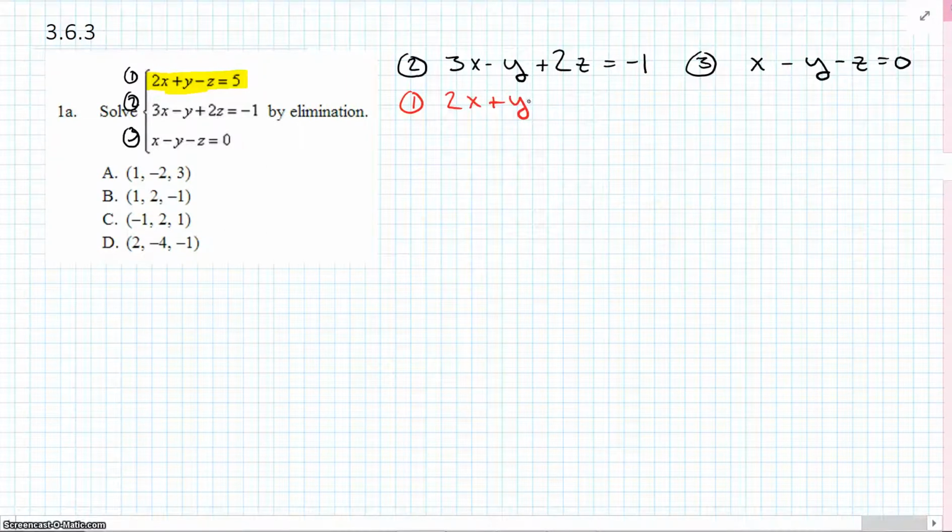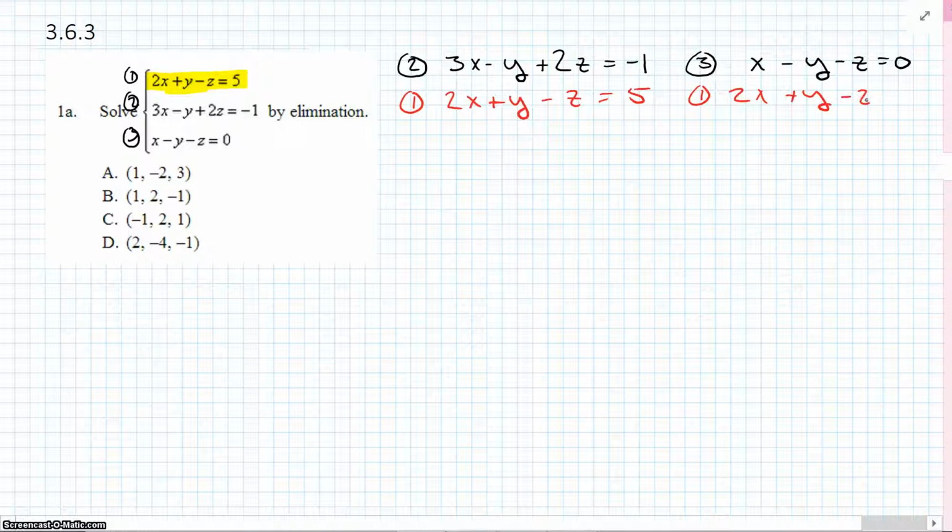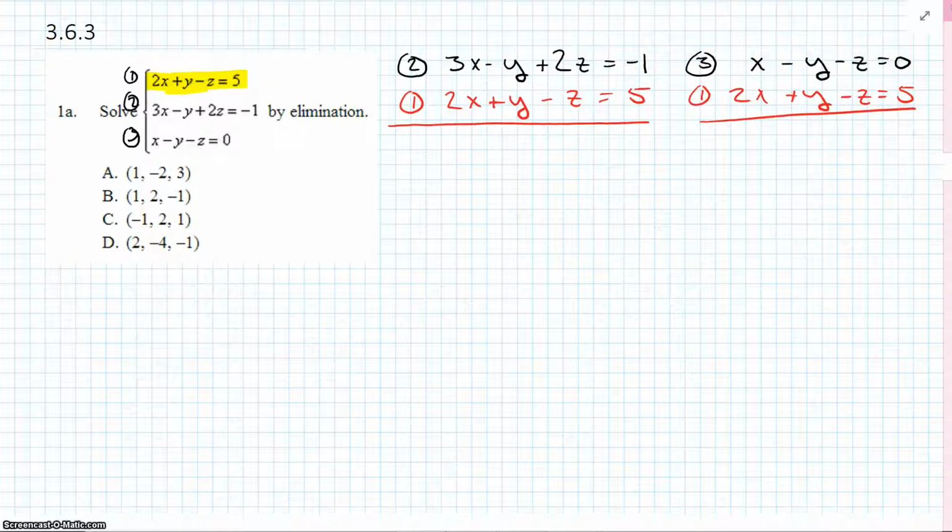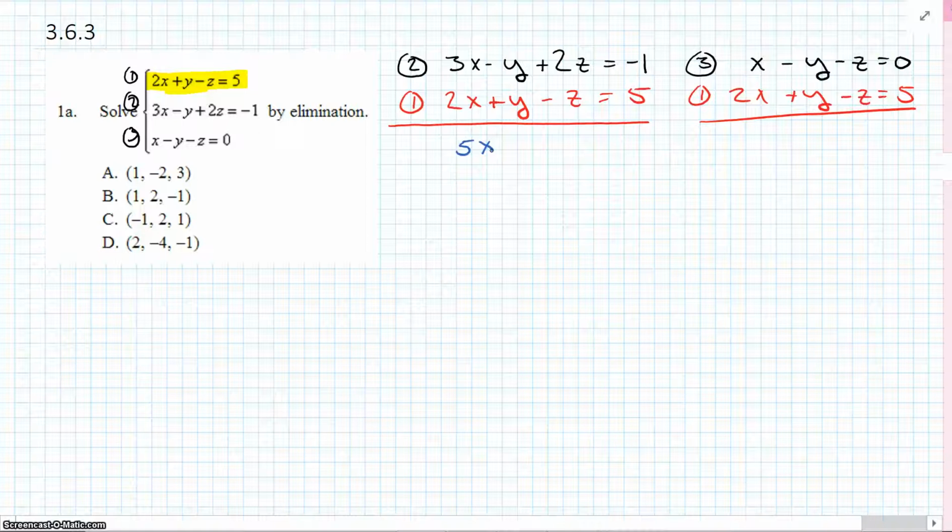So I get 2x plus y minus z equals 5 under each one. So here we go. We'll do the first one. We'll add them together. So 3x plus 2x is 5x. Negative y plus y cancels. 2z minus z is minus z. Negative 1 plus 5 is 4. So I get, for my new equation number 4, 5x minus z equals 4.